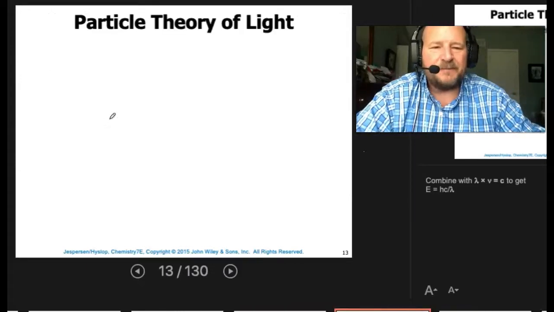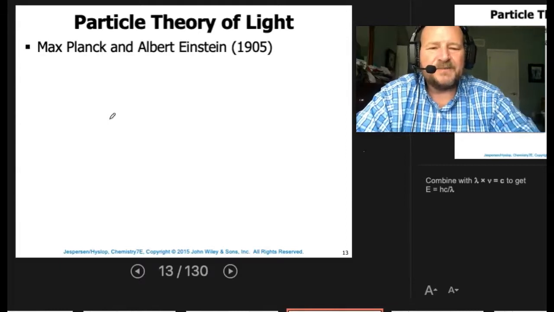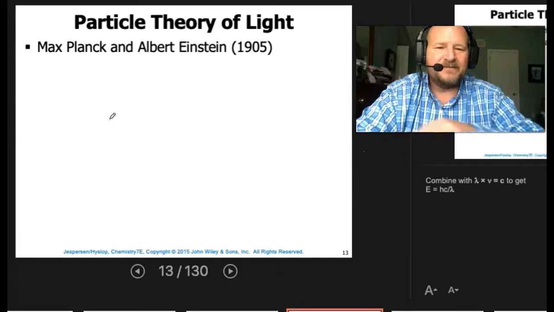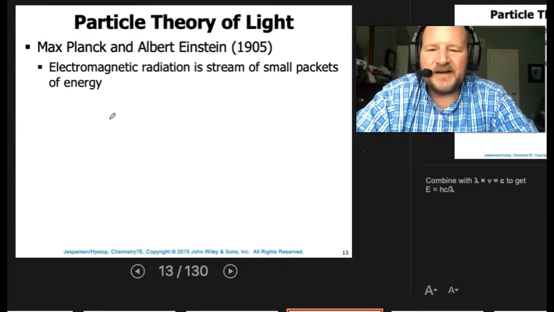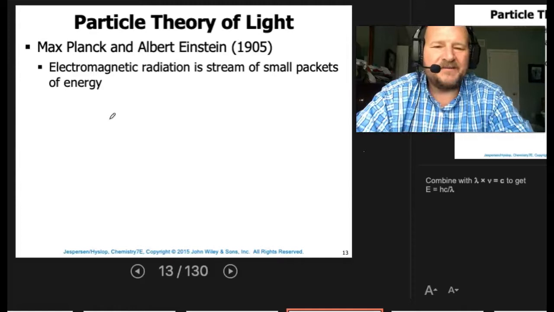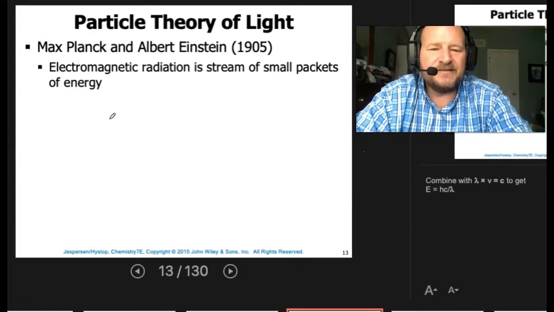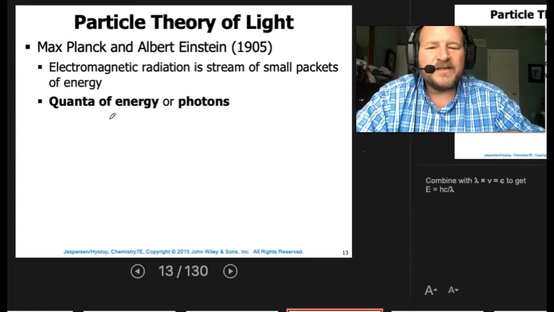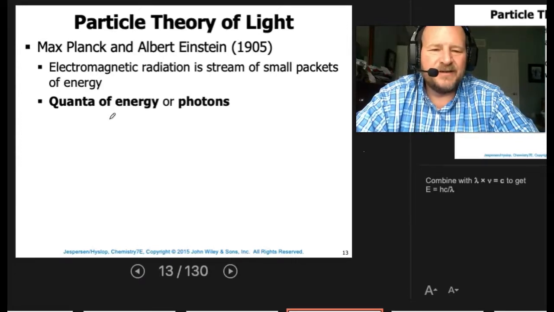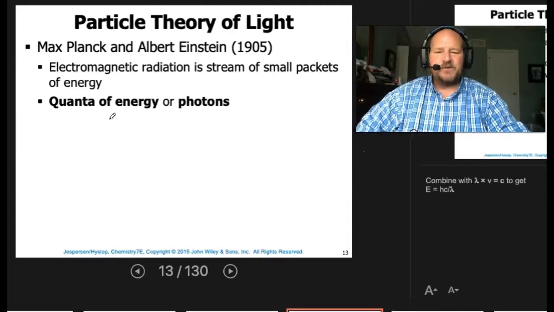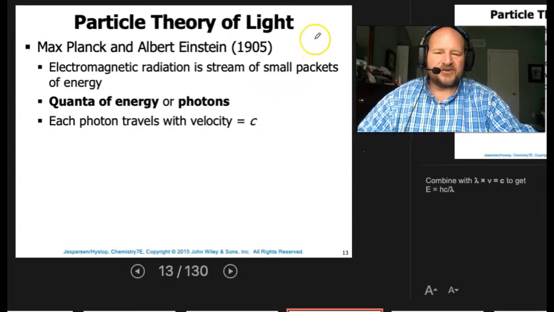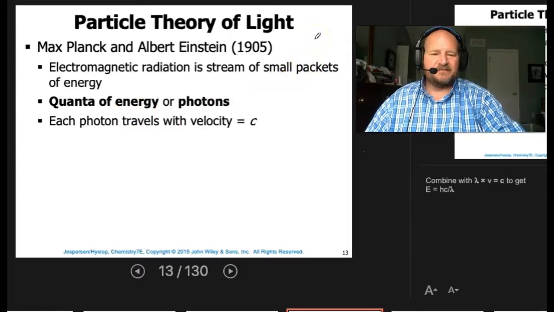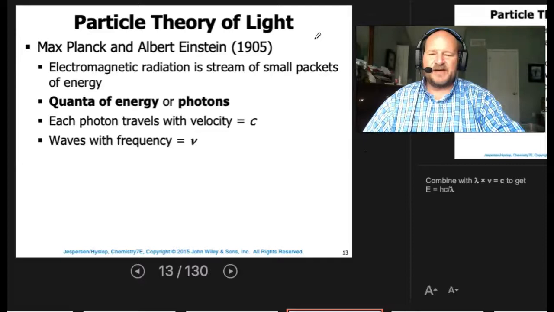So let's talk first about the particle theory of light. Now, Max Planck and Albert Einstein, so the year is about 1905, they said electromagnetic radiation is like a stream of small packets of energy, right? So they're trying to make sense out of quantum mechanics, basically, calculus at the very beginning here. The quanta of energy, or it was coined as a photon. So Albert Einstein coined this quanta of energy as a photon. And so each photon is going to travel just like light. So it's going to move at the speed of light. Okay, so that means that a photon then has a frequency because it's a wave.